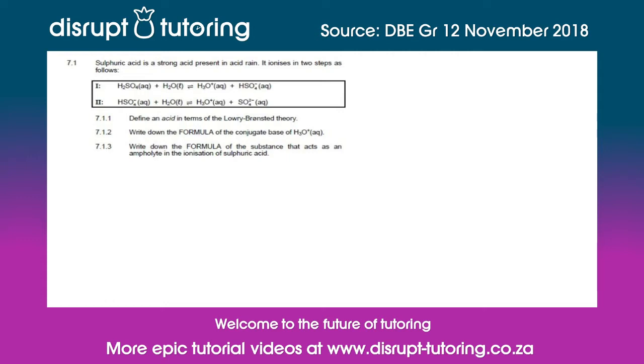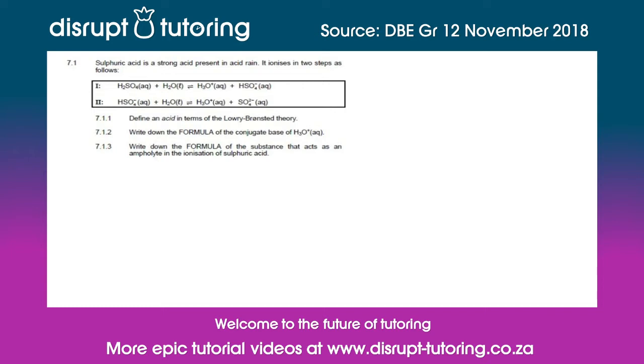In this video we're going to do a question from the November 2018 Grade 12 Physical Sciences Paper 2. This question deals with the ionization of sulfuric acid in acid rain. We are given two equations where sulfuric acid reacts with water to form the hydronium ion and hydrogen sulfate, and then the hydrogen sulfate reacts with water to produce hydronium ions and the sulfate ion.